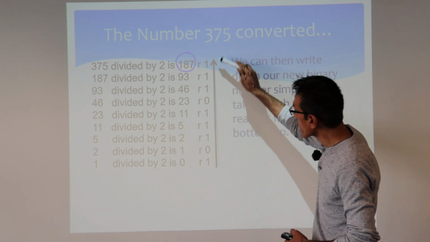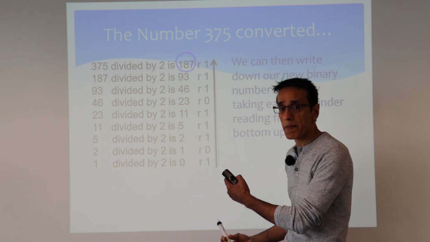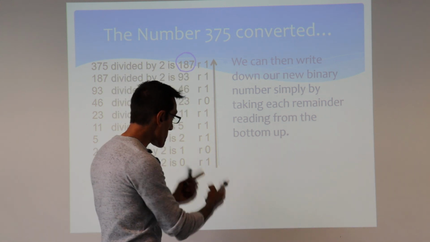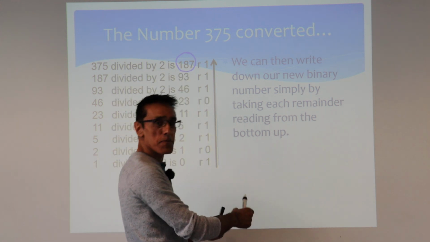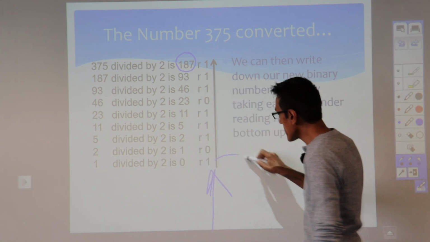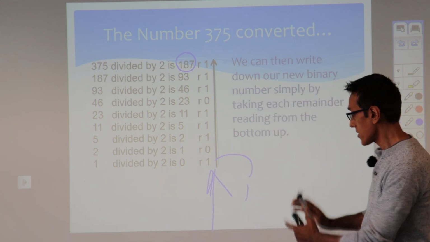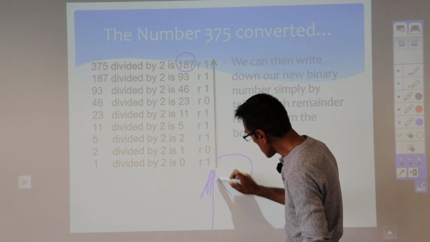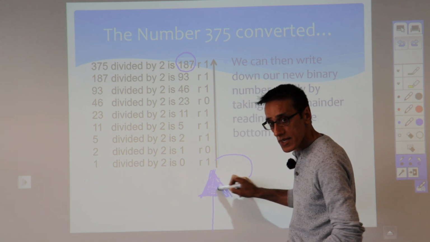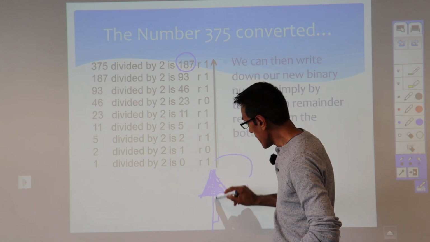And then we read these values. We read the remainders. But you've got to read them from the bottom up. What do I mean by that? You've got to read the numbers from the bottom up. So the 1 becomes the leftmost bit of our number. Read this way. Don't forget, you have to read this way. If you forget and read that way, you will have the wrong answer.